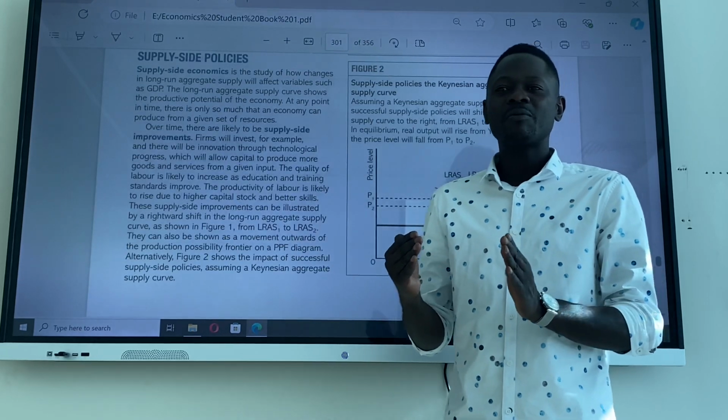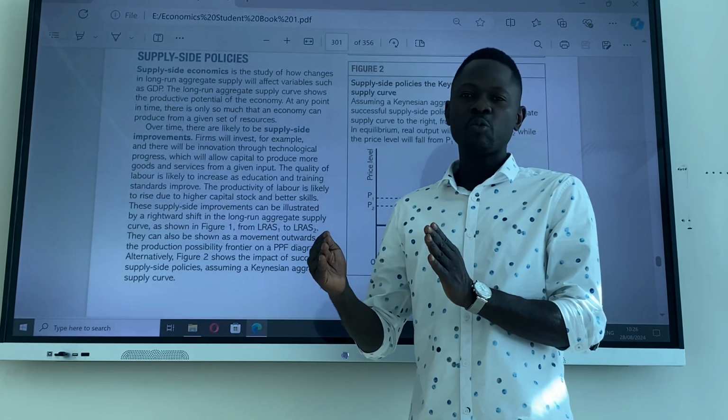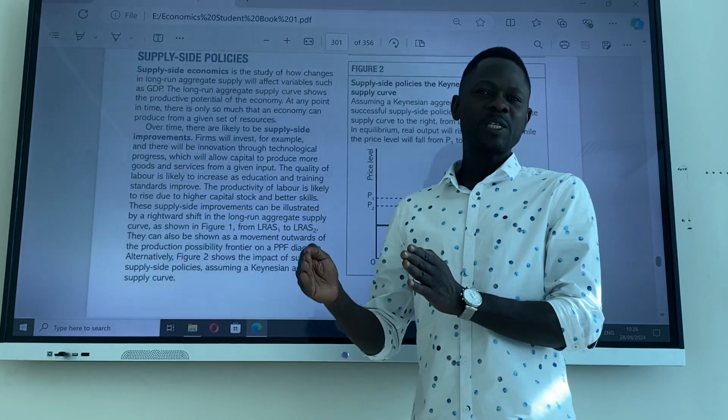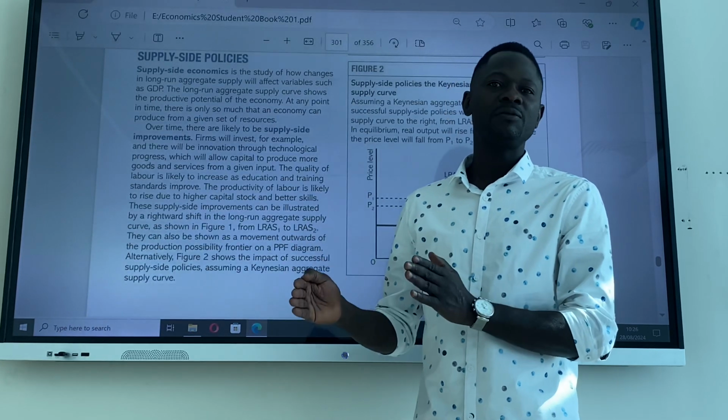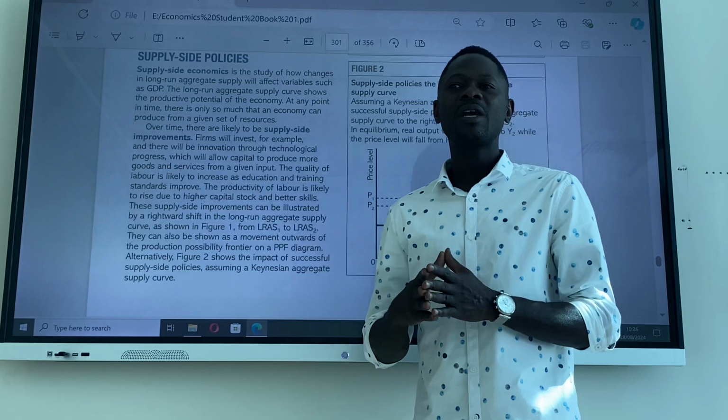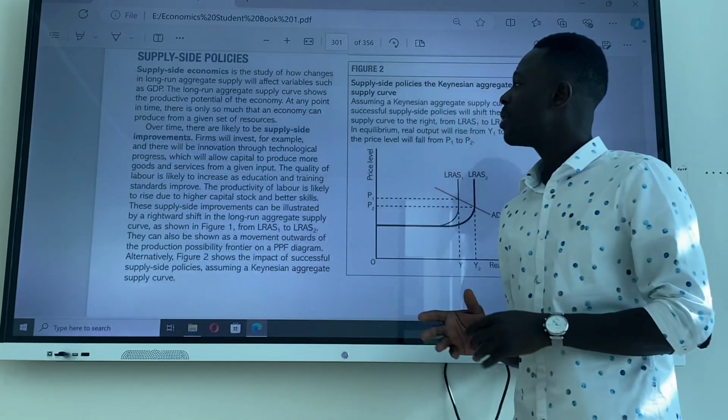So there are some aspects, some outputs, that the economy cannot achieve or attain. That is the point of linking there.